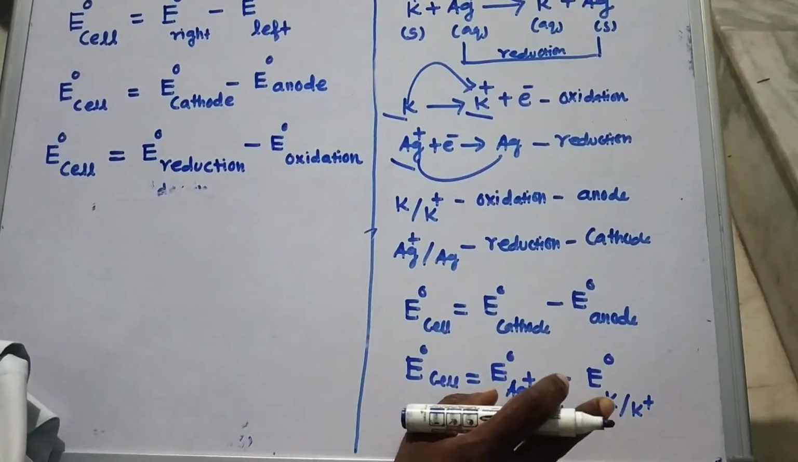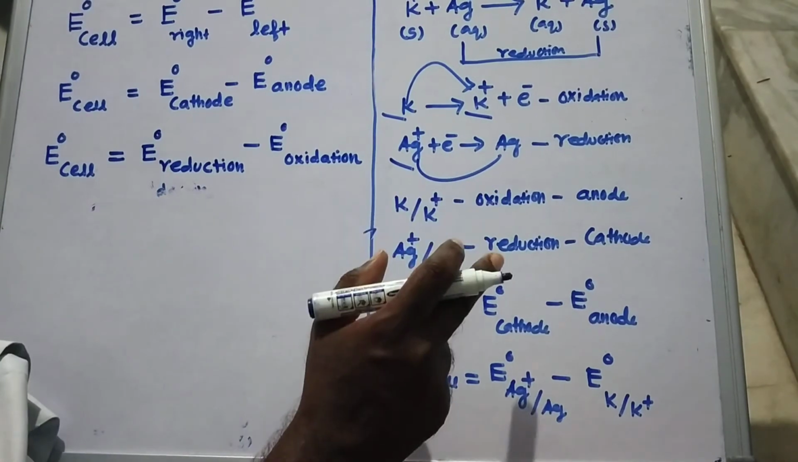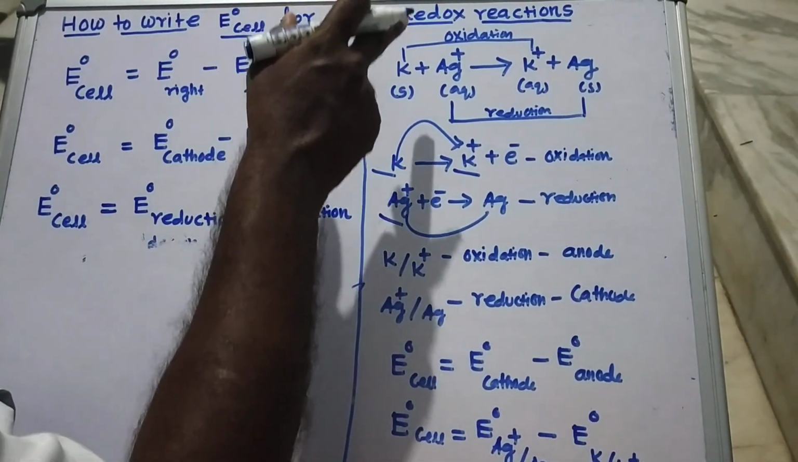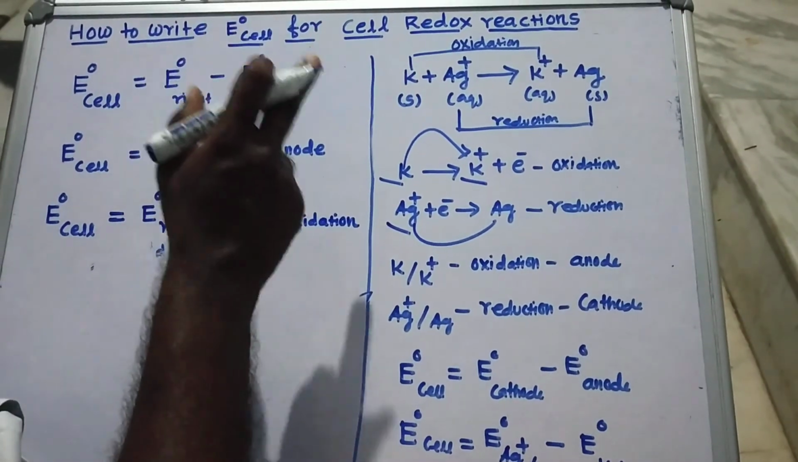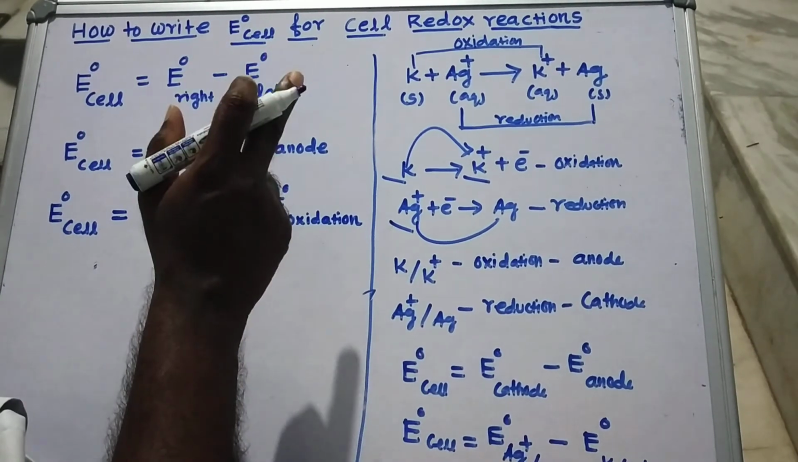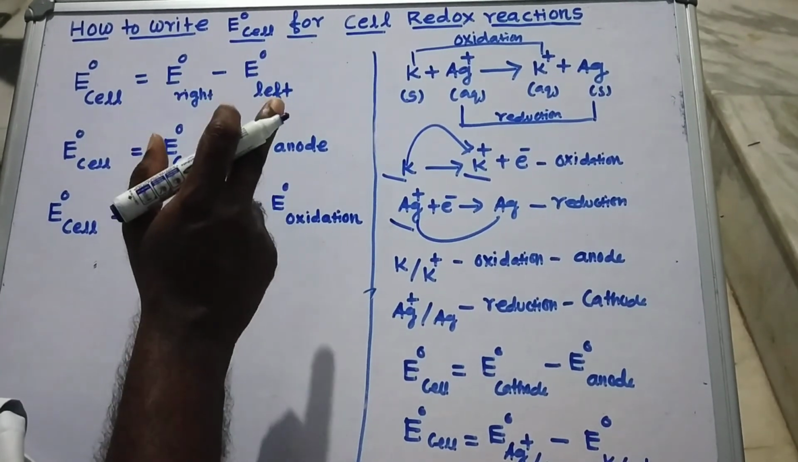Okay students, this is the best way to write the E naught cell for the different redox reactions that are happening in the electrochemical cells. Okay students, watch the video, use it and share with your friends.